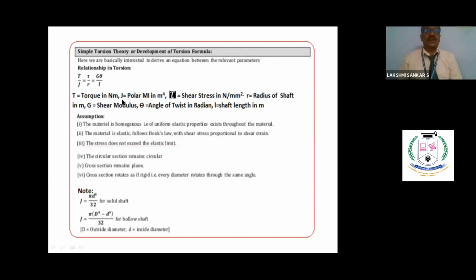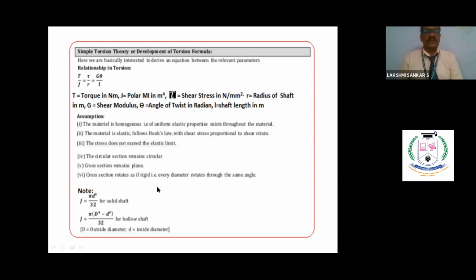So what is T here? Torque in Newton meter, J is polar MI in meter power 4, tau is shear stress, R is radius of shaft, G is shear modulus, theta is angle of twist and L is length of shaft. See here, when T is maximum, tau is also maximum. This point you remember in mind always: when torque is maximum, the shear stress value will also be maximum.